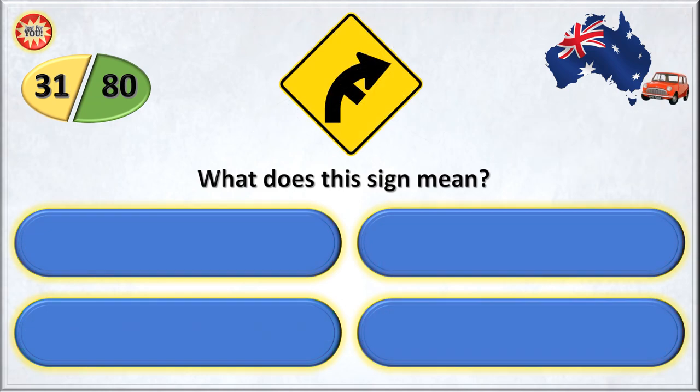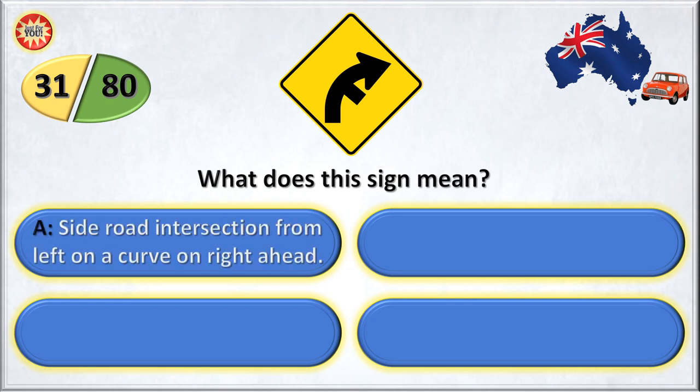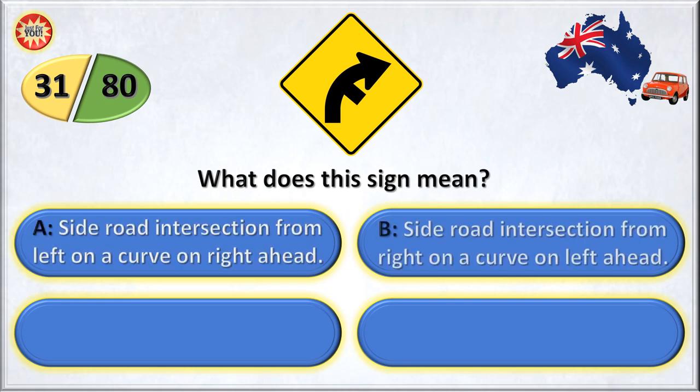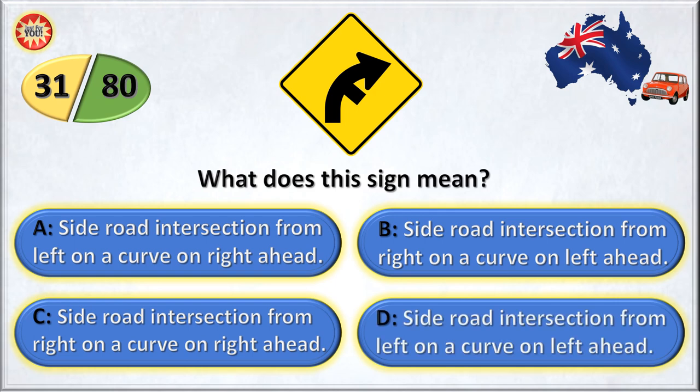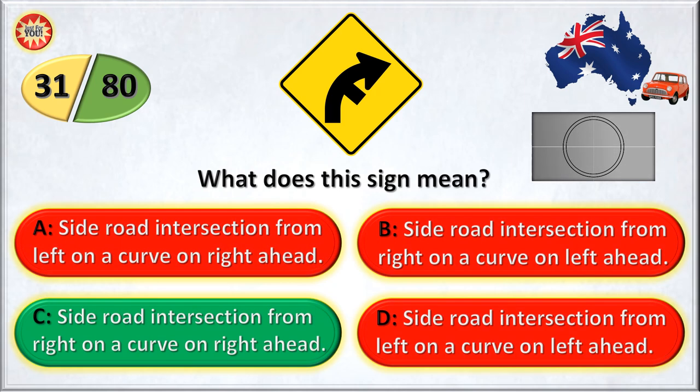What does this sign mean? Side road intersection from left on a curve on right ahead. Side road intersection from right on a curve on left ahead. Side road intersection from right on a curve on right ahead. Side road intersection from left on a curve on left ahead. Side road intersection from right on a curve on right ahead.